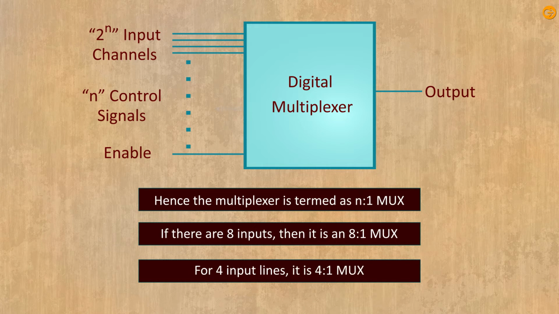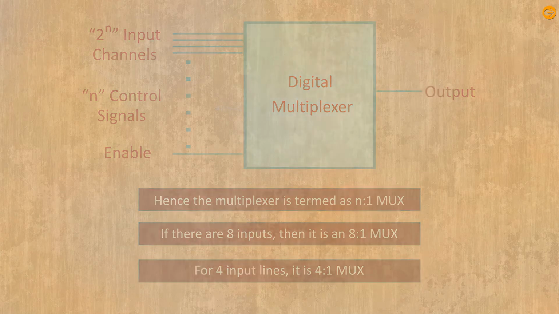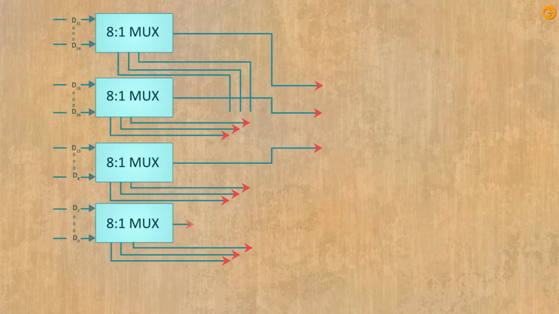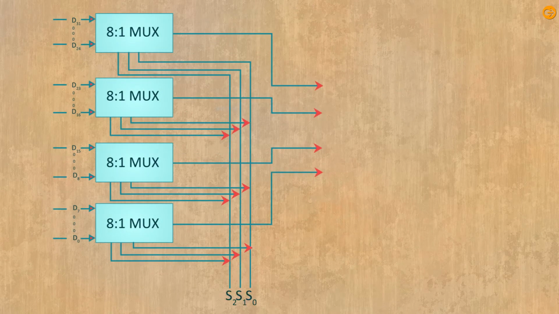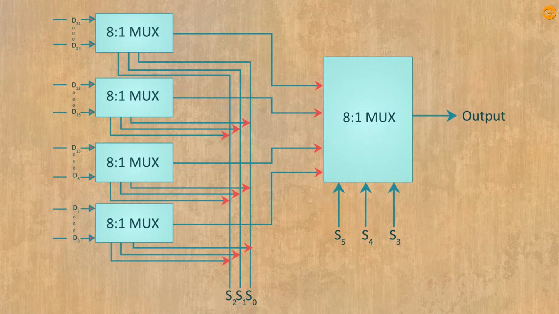Technically, multiplexers are not only used for data selection but also have a variety of uses, that is, for realizing Boolean functions. Also, higher order muxes can be designed using lower order muxes.